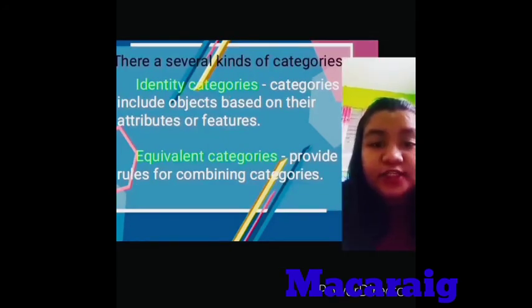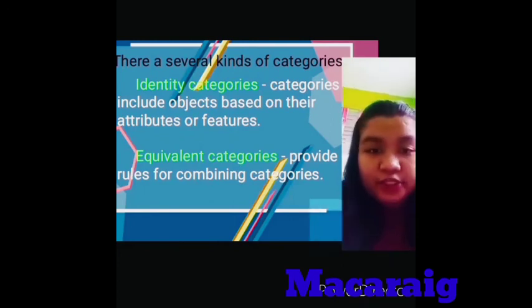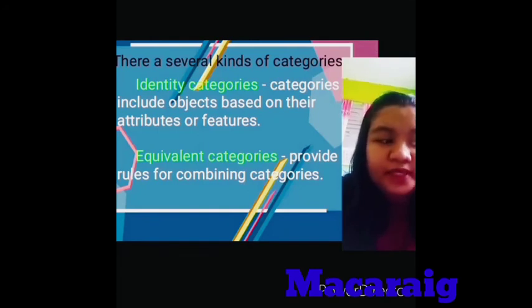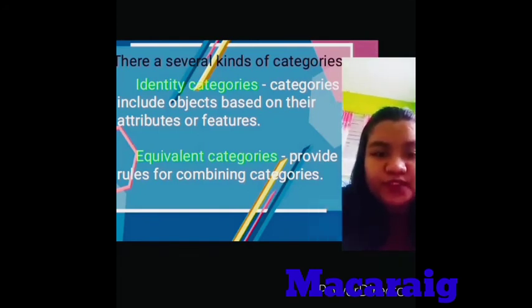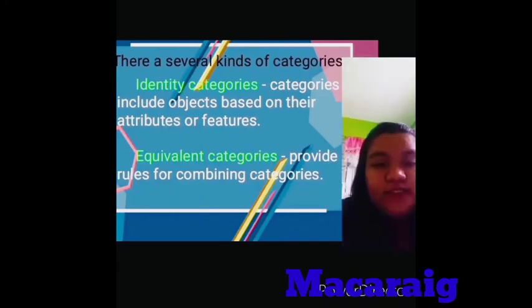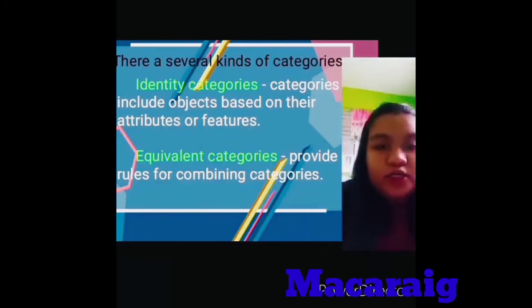In categorization, there are several kinds of categories. First is the identity categories. Identity categories include objects based on their attributes or features. The identity category is the identity of a person or a thing. Second is the equivalent categories. Equivalent categories provide rules for combining categories.